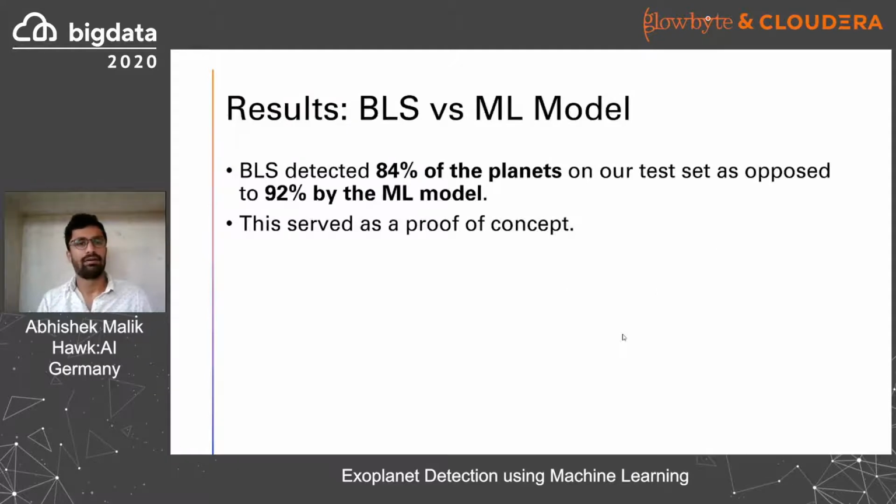And so I compared the results of BLS and the machine learning model on the same test set. And with this, I found out that BLS detected 84% of the planets in our test set, as opposed to 92% by the machine learning model we have trained. Now, this served as a proof of concept, as in we now know that machine learning is also a decent way that we can solve such problems.